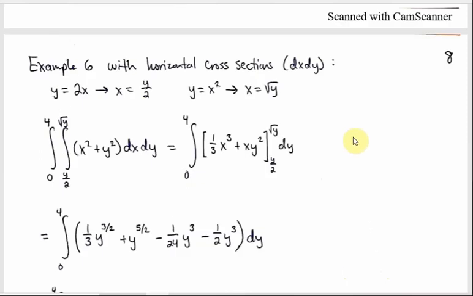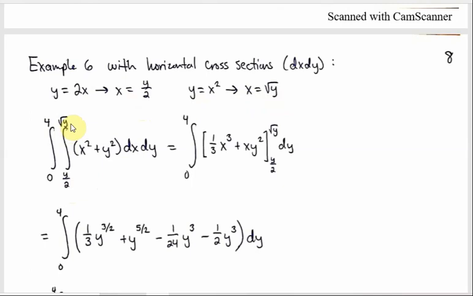And just for completeness' sake, I did this one the other way too, if you went dx dy instead of dy dx. So you have to solve the line and the parabola both for x first. So you get x equals y over 2 and x equals radical y. And at any horizontal cross section you pick, the thing that's on the left side is going to be the line, and the thing that's on the right side is the parabola. So it's going to be y over 2 as the lower limit since that's on the left. Radical y is the upper limit since that's on the right.